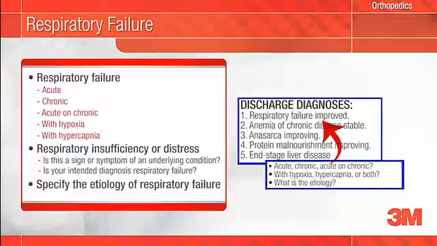At times, we see respiratory insufficiency and respiratory distress used interchangeably with respiratory failure. Respiratory insufficiency and distress are signs and symptoms of an underlying condition and are coded differently from respiratory failure in ICD-10. Be clear on your intended diagnosis. Severity of illness will not be reported accurately if you use one term when you mean another. Additionally, document the cause or etiology of respiratory failure, such as due to COPD, surgery, or trauma.